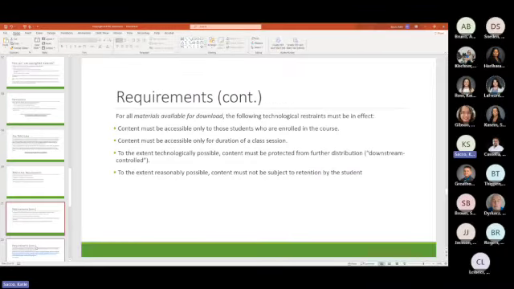For materials available for download, so you give the student access to a short story and you want them to download it and read it. I mean, they could download it and read it, right? So the content must be accessible only to the students who are enrolled in the course, and it must be available only for the duration of the class session. So you can't just keep the data up there forever. To the extent technologically possible, you must protect it from further distribution, which they call a downstream control. And usually that's putting a password on a PDF file so that only the students have access to it.